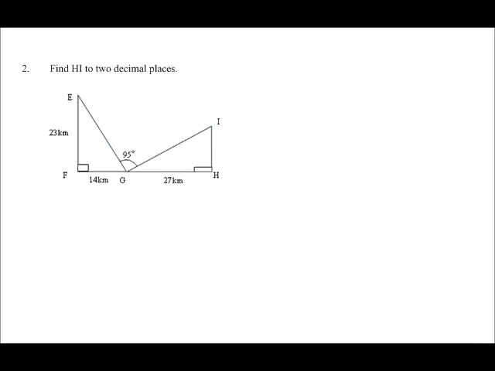Find HI. Side HI to 2 decimal places. So this is what we're looking for. Okay. Sorry about my rectangle or my squares. They don't look very squarish. But those are right angles. Okay, so we need to find side x. Now, we know a side in that triangle, but do we know enough information to find that side?